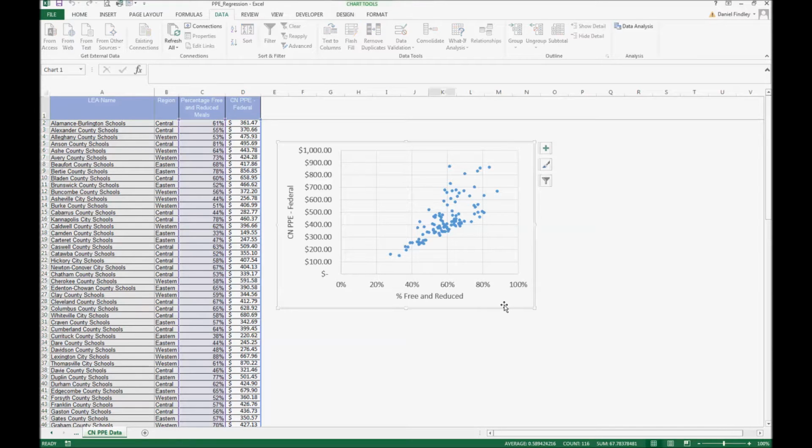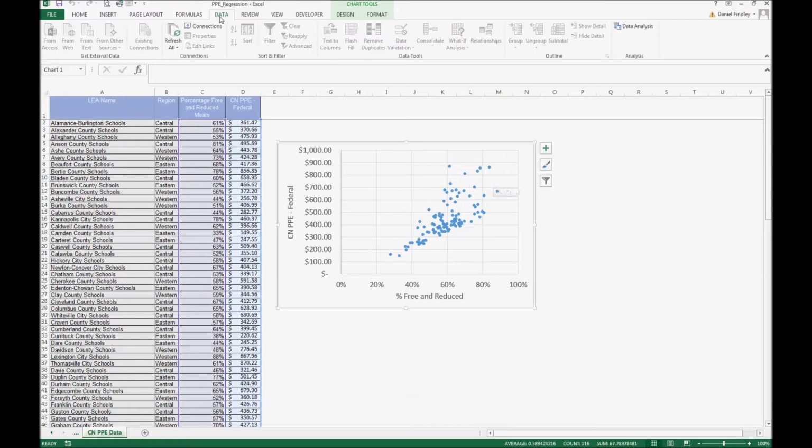So first, just looking at a scatter plot, we can see that there is a relationship. We might also do a correlation analysis for this as well, but we can see that in general, as the percentage of free and reduced meals increases, we expect a higher level of per pupil expenditures from the federal government. So to run a simple linear regression, this is assuming, again, that the relationship is linear, and we can see that in the scatter plot. Doesn't look like there's another shape that would better describe this than a linear relationship.